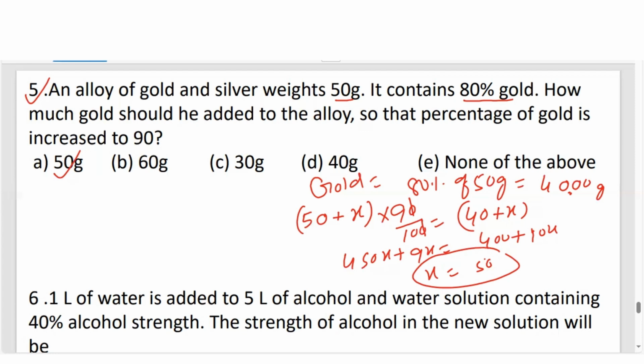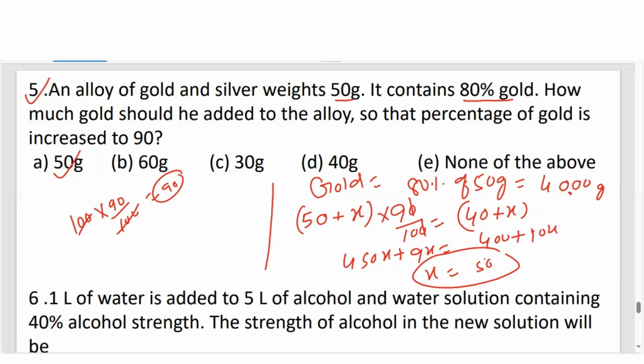You can cross-check also. What is the cross-check in the option method? With the help of the options, we can find how much pure gold is added. The 50 gram alloy is already there and we are adding gold. Suppose 50 gram of gold is added. So the total alloy will be 50 plus 50, that is 100. We need 90% of it, and 90% of 100 is 90 only.